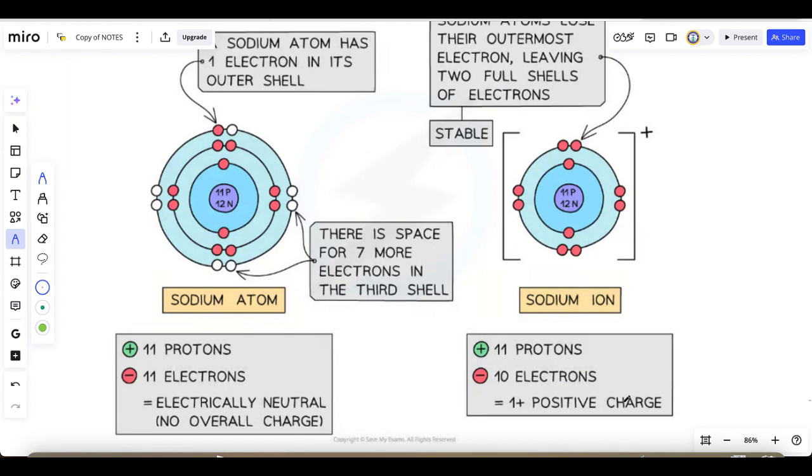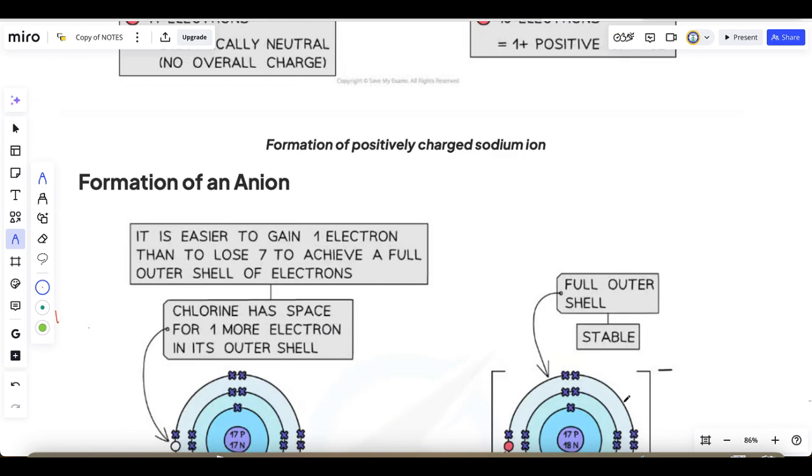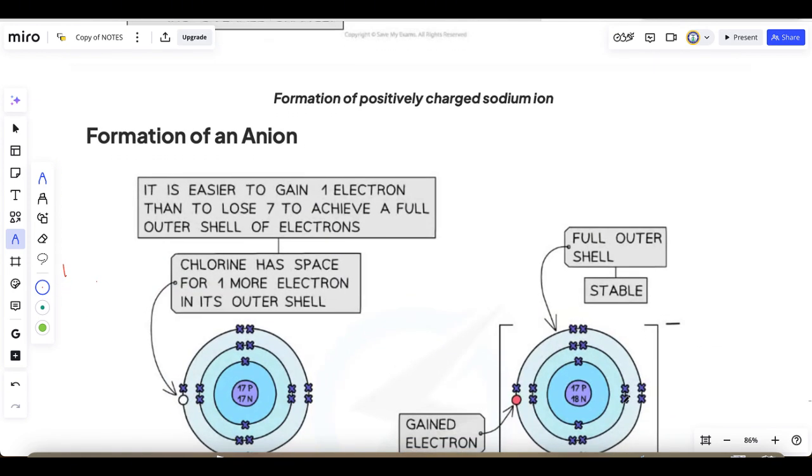So for that reason, we say the atom is now an ion, which is called a cation, because it has lost 1 electron and has become positively charged. Okay, I hope this is clear. Let's move on to the formation of anions. Anions are negatively charged ions.